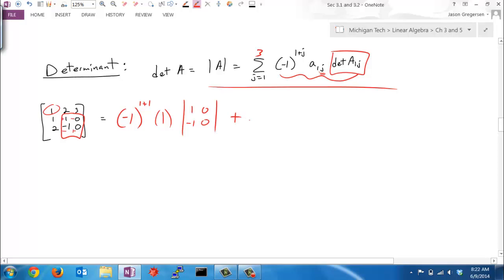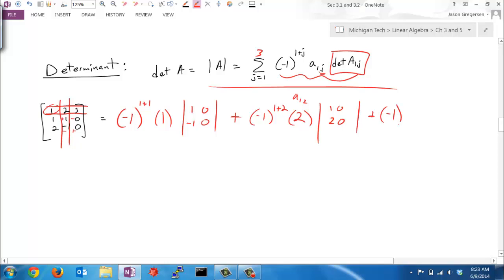Then I say plus all that stuff when j equals 2. -1 to the 1 plus 2 power. This is going to be the a12. That's just this position now. I'm just going over. This value is 2. Now once again I have a little subdeterminant. The subdeterminant is eliminating the first row, and now it's eliminating the second column. I have 4 values left over now. I have these 4 values. I take the determinant of this little submatrix. So 1, 0, 2, 0.